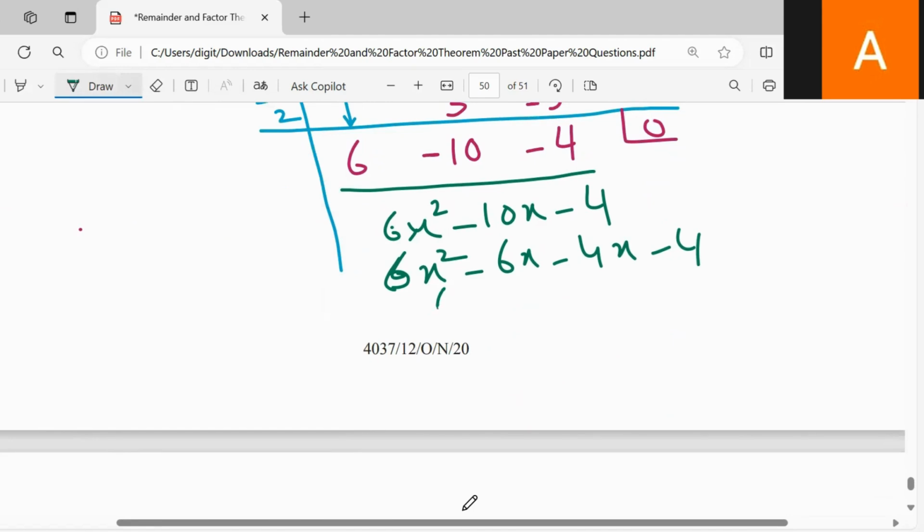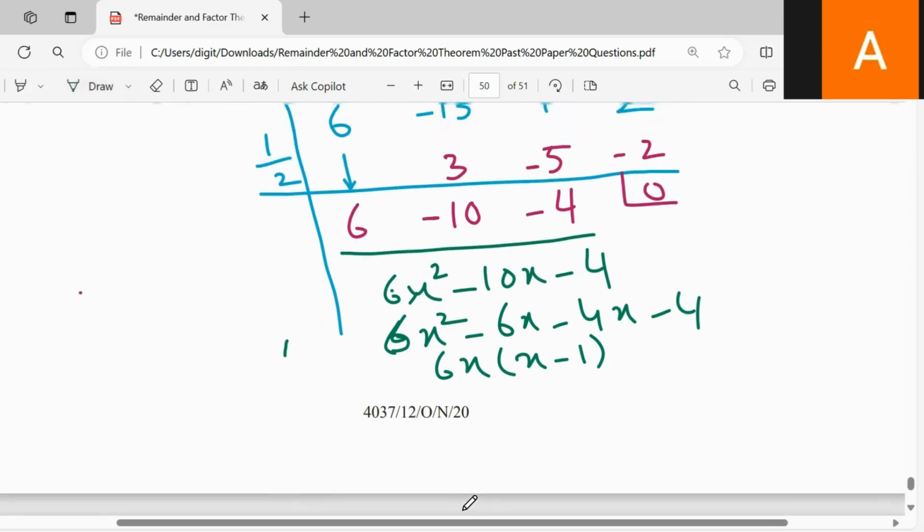Now we can take 6x as common. Answer is x minus 1. So the factors are 6x squared minus 10x and minus 4. So you multiply, your answer should be 24, and you took 12 and 2. They are factors.